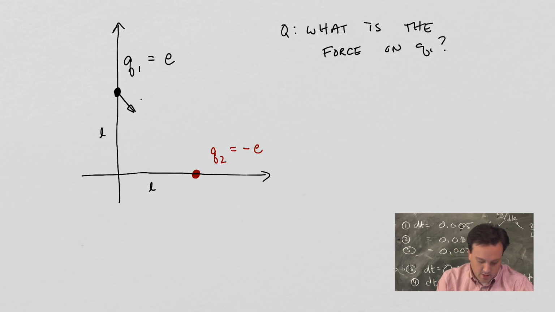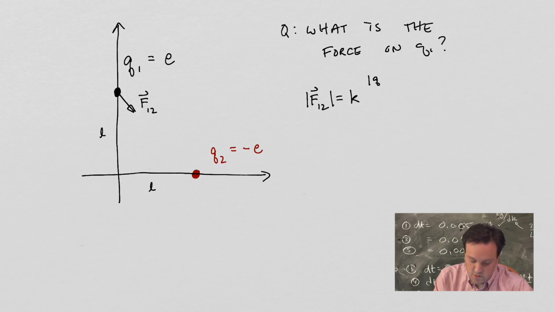Actually, let me call it F12. And this is a notation that I'm going to use throughout the day today. We want to think about F12, or the notation that I'm using here, to mean I'm looking at the force on charge 1 due to charge 2. Right? There are always two charges involved when I'm dealing with Coulomb's law. So the magnitude of F12 is given by Coulomb's law, which is K times the magnitude of Q1 times the magnitude of Q2 divided by the distance between them squared.